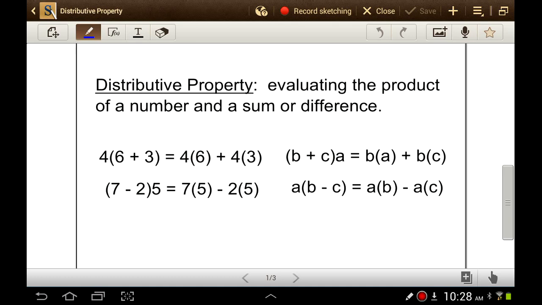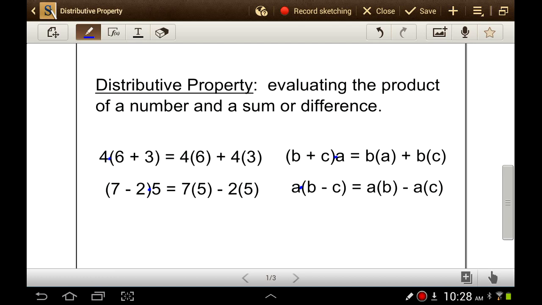So 4 times that right there, 5 times that part right there, a times that part there, and a times that part there. So there's my product. And then it says the product of a sum or difference. And if you notice in each set of parentheses, I have either sum, which is adding, or difference, which is subtracting. So I'm finding the product of something in parentheses that you're adding or subtracting. Okay. Now what happens is you distribute that number you're multiplying to each number inside of the parentheses in the sum or in the difference.